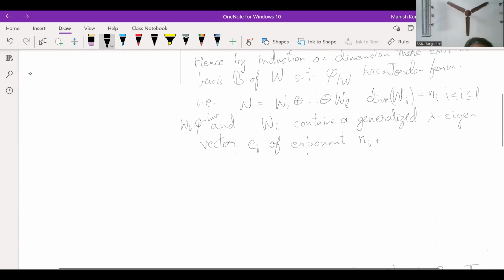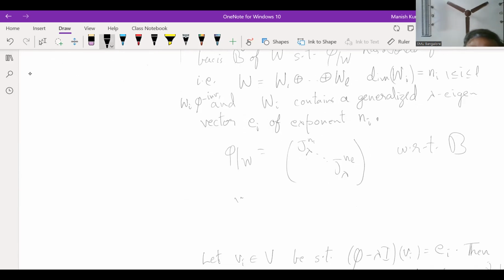Okay, so this is because phi restricted to W has Jordan form. Let's say there is only one lambda. So the J lambda n1 to J lambda nl, with respect to B. So you look at the first n1 vectors of B.